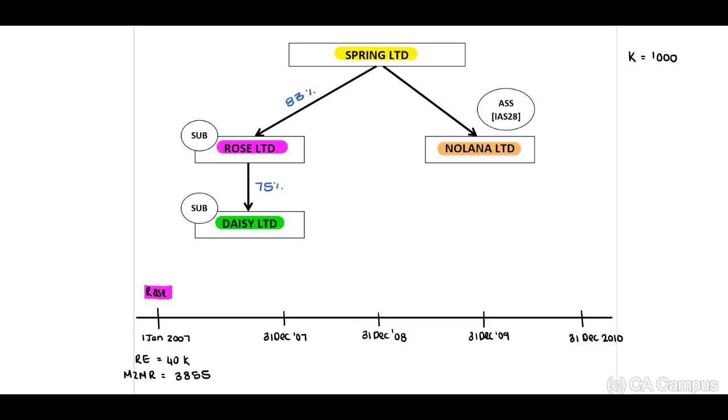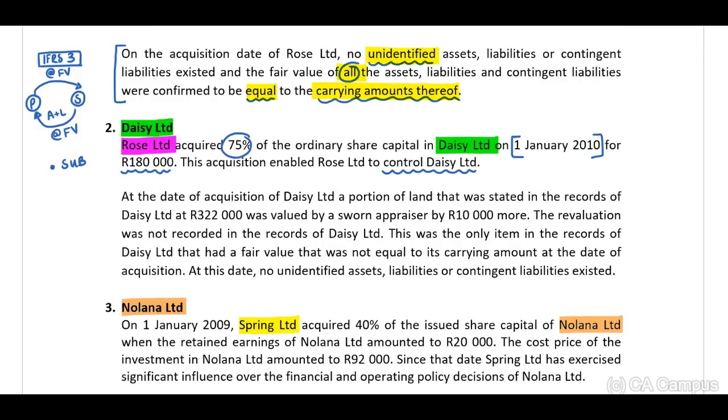Then on our timeline, it is important, we need to include when we purchased Daisy. Now, Daisy was purchased on the 1st of January 2010. At the date of acquisition of Daisy, a portion of land that was stated in the records of Daisy at 322,000 Rand was valued by a sworn appraiser at 10,000 more.